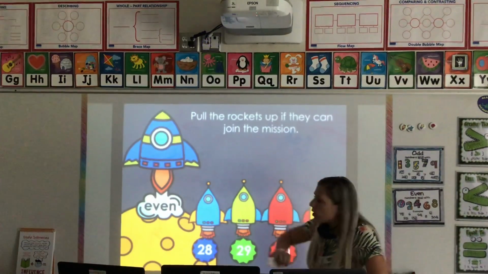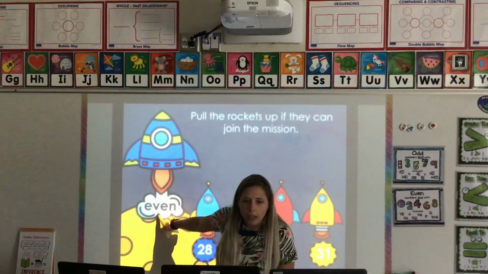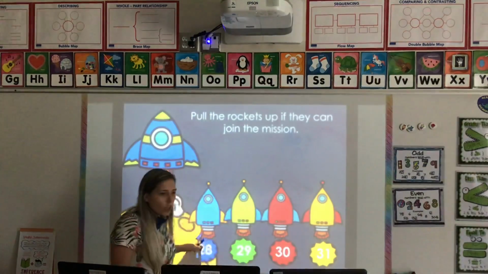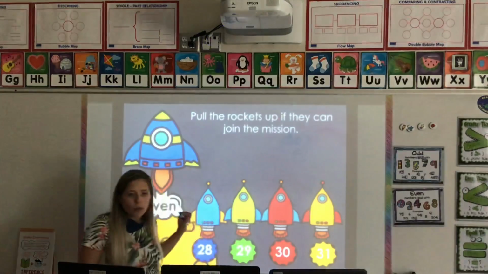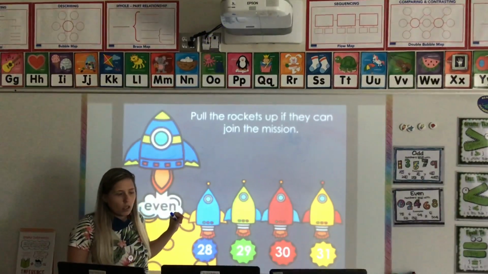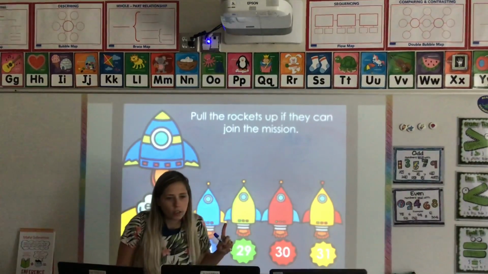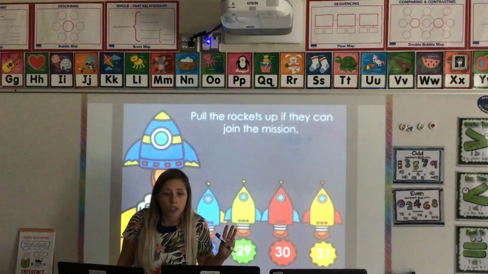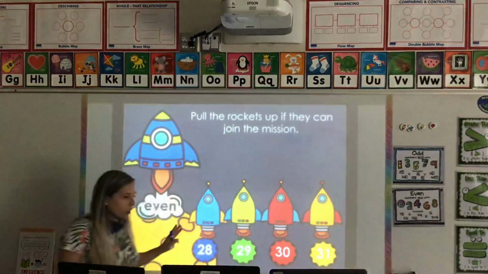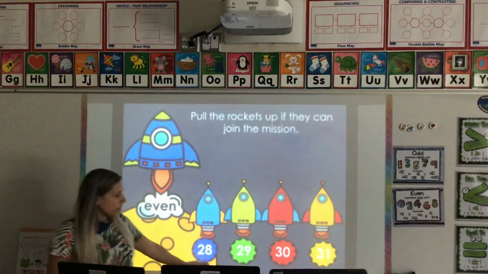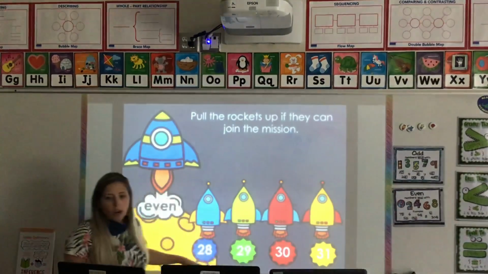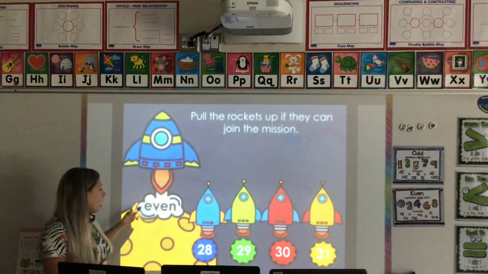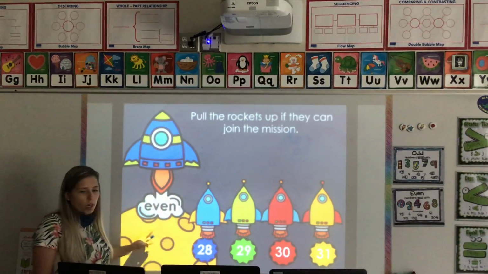Now what you're going to do, the spaceship tells us we're looking for even numbers. So you're going to look on these little rockets and write on your whiteboard which numbers are the even ones. There might be more than 1. There might be 2. There might be 3 rocket ships. So we have 28, 29, 30, and 31. Write on your whiteboards which ones you think are the even numbers.